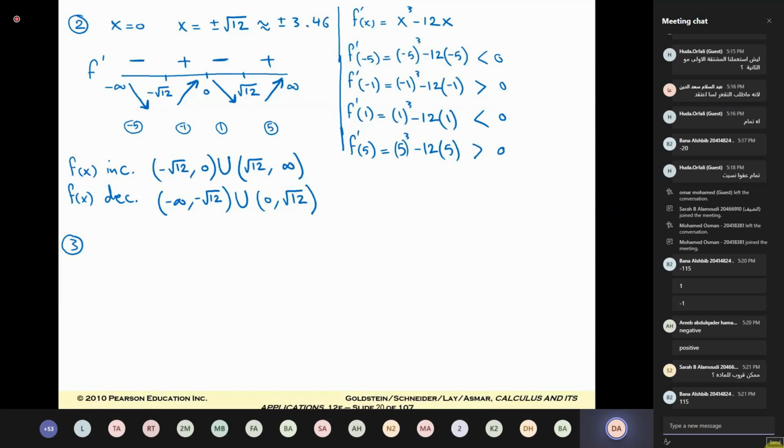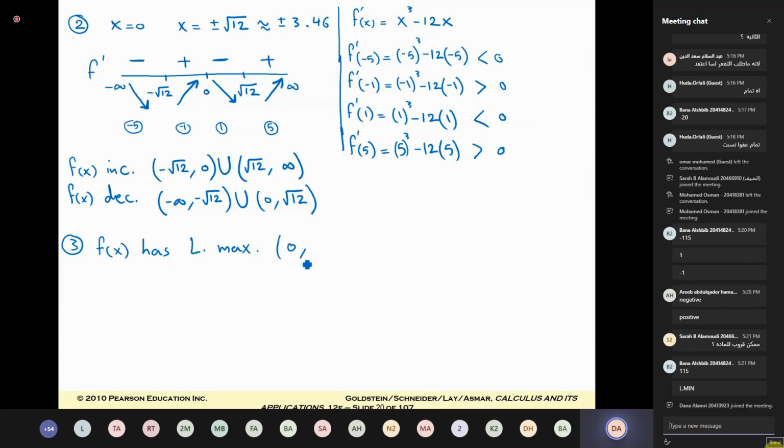So f of x, we can also conclude from the same sign of f prime in part 2. We can conclude f of x has a local maximum at point 0, and f is 0. And f of x also has local minimum at, how many local minimum do we have? We have 2 points.